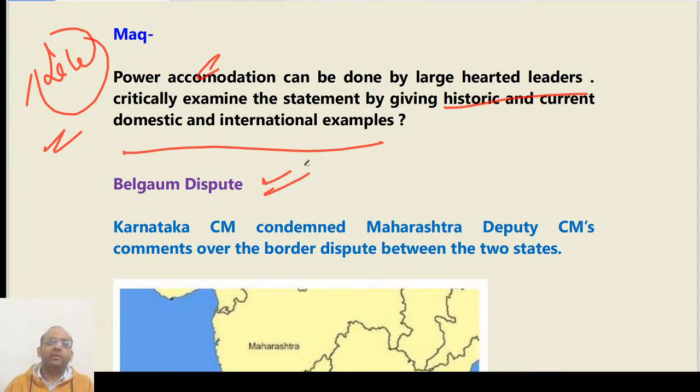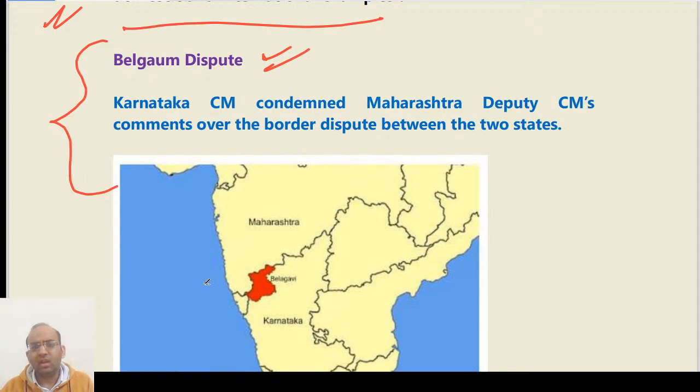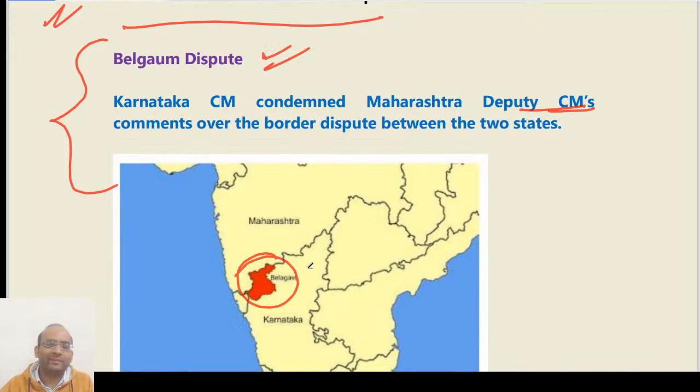So coming to the Belgaum dispute, this is a very old dispute between Karnataka and Maharashtra. We will do it in detail. And I think beyond this discussion, you do not need to read anything. So recently, what happened? The Maharashtra Deputy CM says Belgaum leke rahenge. See, first see the map.